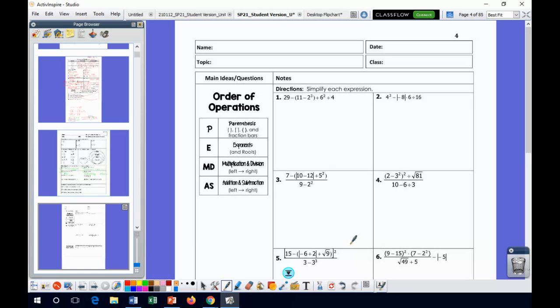Order of operations. Order of operations. PEMDAS, exactly. So what does PEMDAS stand for? Parentheses, exponents, multiplication and division, addition and subtraction. Exactly. So we have to stay with our order of operations.